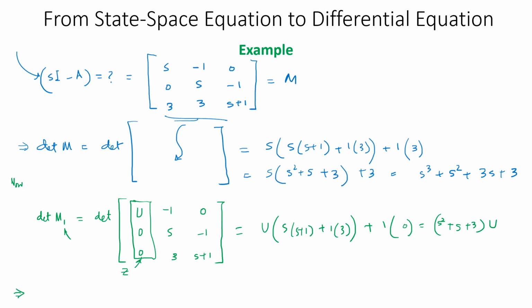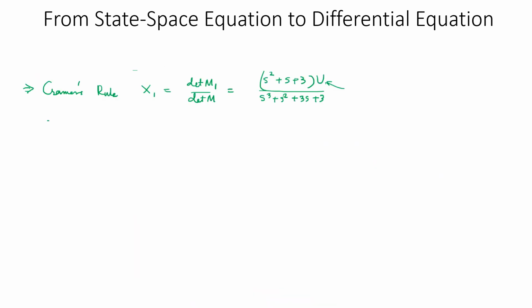Now you can use the Cramer's rule, which says that the x1 in this particular case would be equal to determinant of M1 over determinant of M, and that is equal to, when you plug in these values, S square plus S plus 3 into U over this S cube plus S square plus 3S plus 3. And that, you can see, looks similar to a transfer function. The only difference is that you have U placed over there. But I can use the same formulation to construct the differential equation as well.